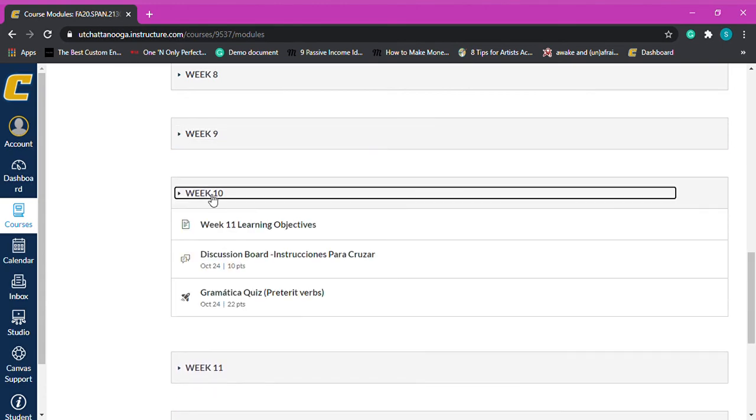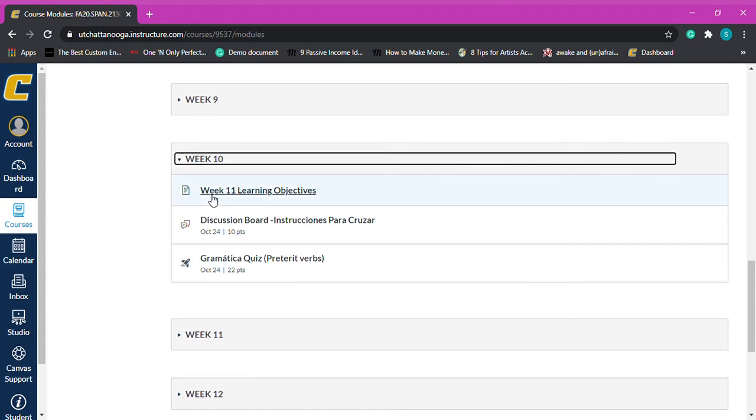In week 10, we have another discussion board, which we are supposed to use to connect nuances in text for the text Instrucciones para cruzar. And then we have a grammar quiz for preterite verbs.